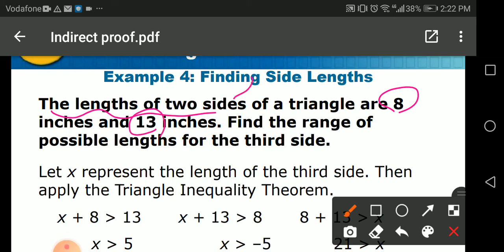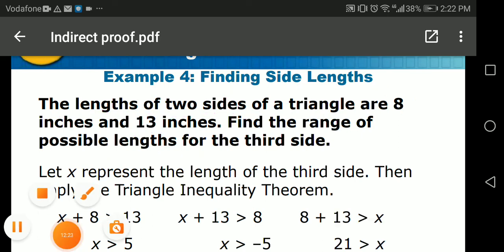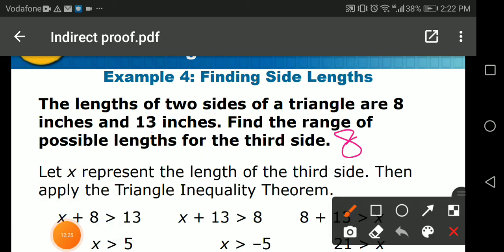So we have here two sides, 8 and 13, guys, and the third side is missing. I don't know it. Find the range of possible length of the third side. So remember, I have here 8 and 13, and the third one I don't know, and he asks me to find the range of possible length of the third side.